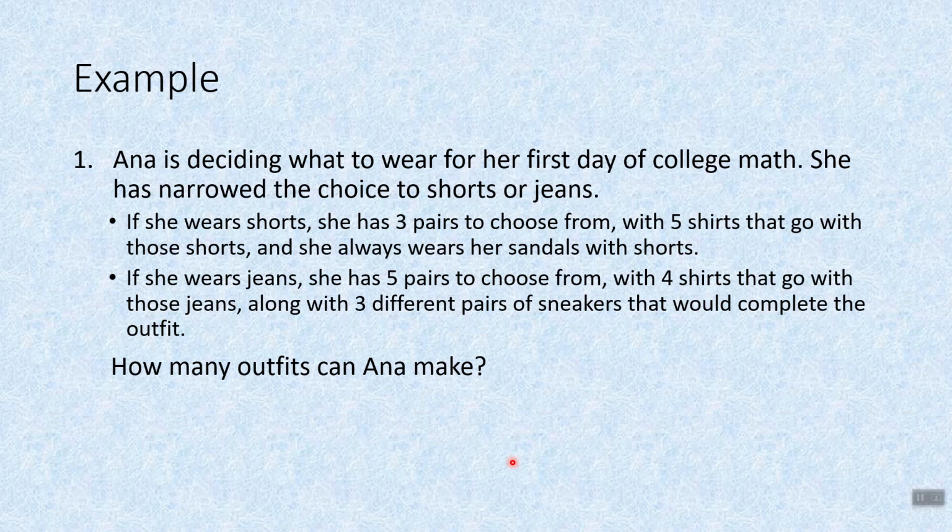If she wears shorts, she has 3 pairs to choose from, with 5 shirts to go with those shorts, and she always wears her sandals with shorts. If she wears jeans, she has 5 pairs to choose from, with 4 shirts that go with those jeans, along with 3 different pairs of sneakers that would complete the outfit. How many outfits can Anna make? Well, you might stand at your closet and just say, I don't know, it's too many choices, but we could break this down mathematically.